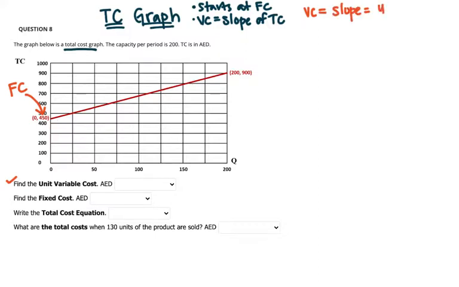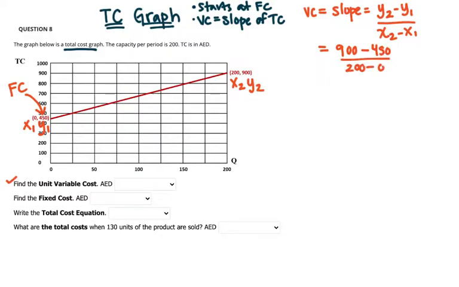The slope is defined as y2 minus y1 divided by x2 minus x1. Where do I get those values? I look at the endpoints. There's x1, y1, x2, y2, and then I plug those numbers in: 900 minus 450 divided by 200 minus 0. And we get a variable cost of 2.25 dirhams. So whatever product I'm buying and selling, it costs me 2.25 to get it before I can sell it. That's my cost per item.